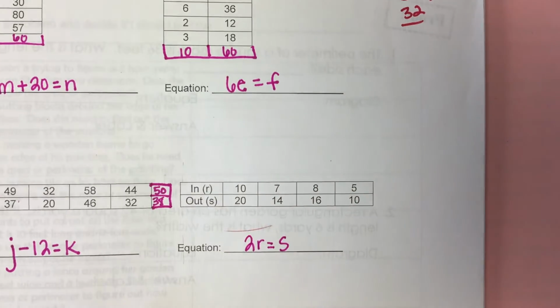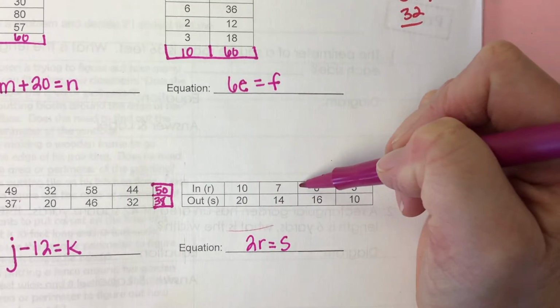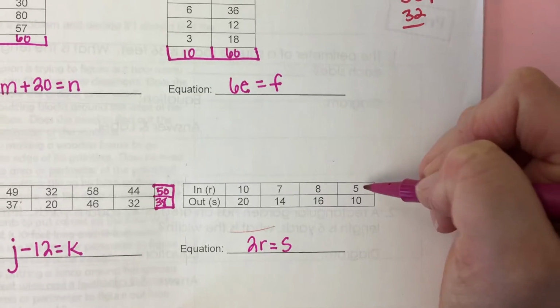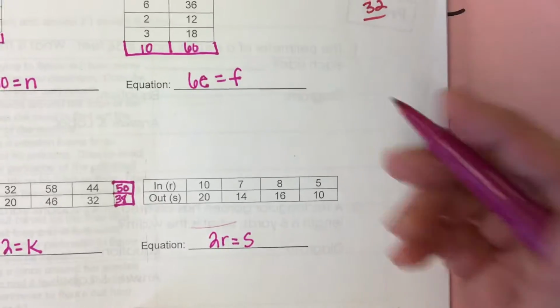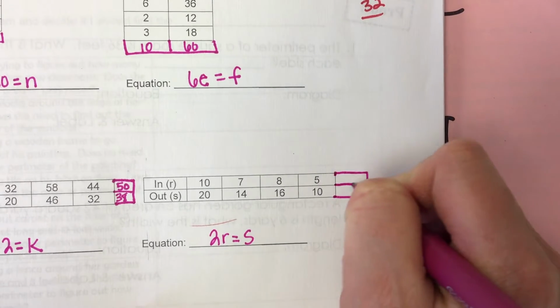2R equals S. Okay, so 10 times 2 is 20. 7 times 2 is 14. 8 times 2 is 16. 5 times 2 is 10. And of course, we're going to add our number here. Look, I made it really big.